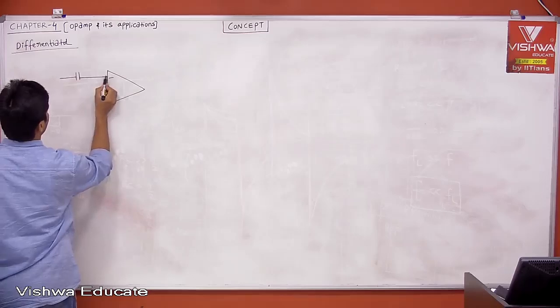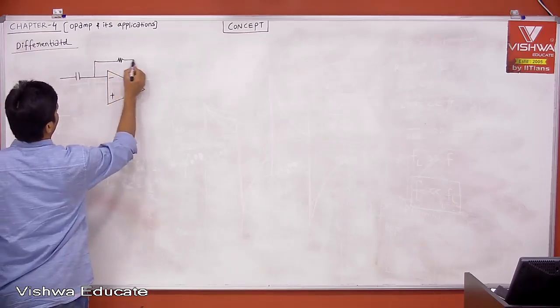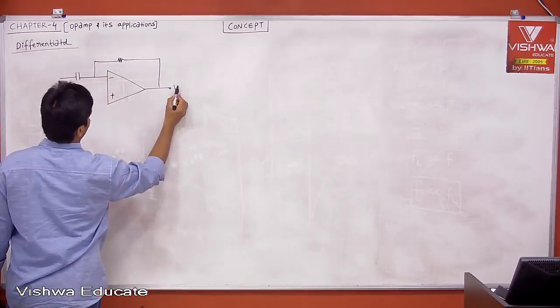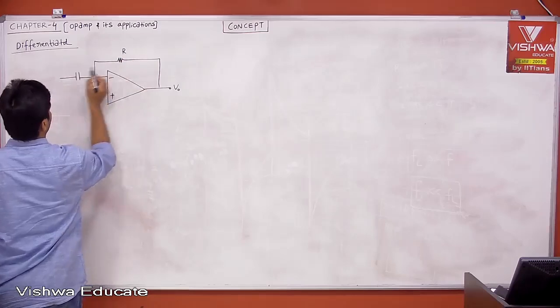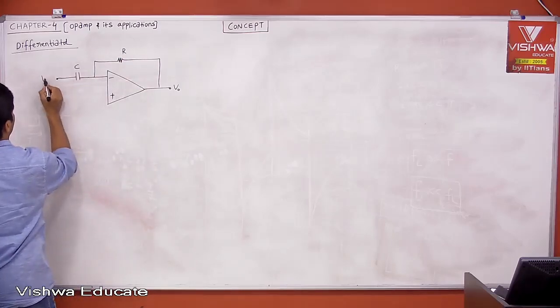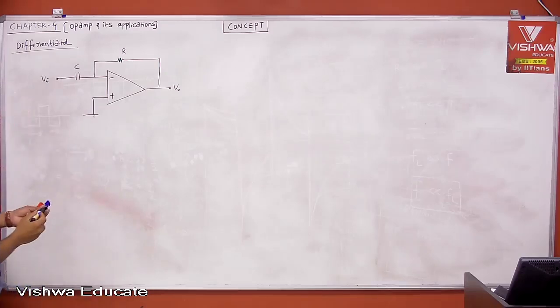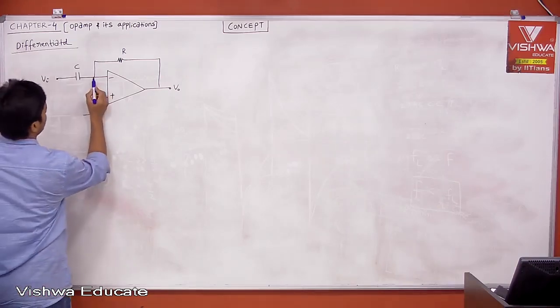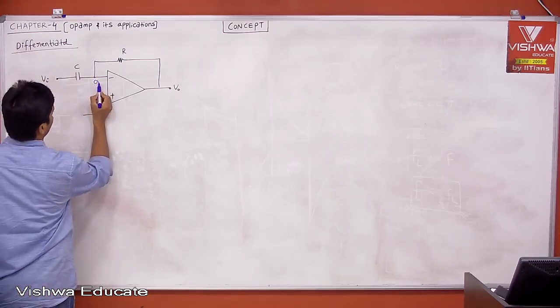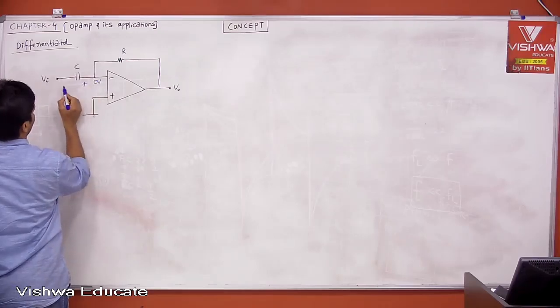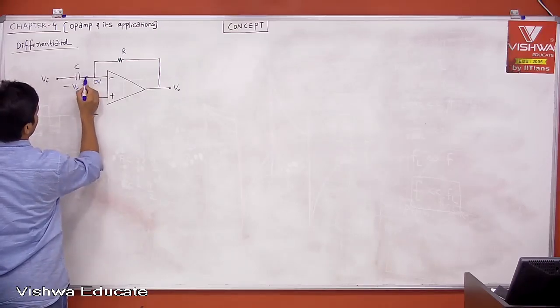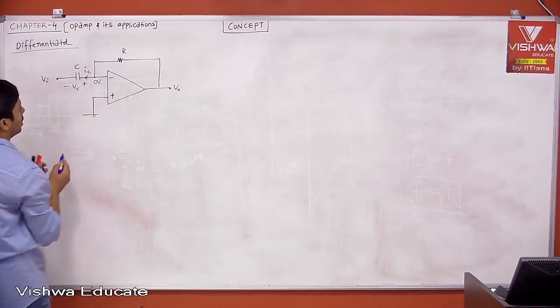Just swap the components from your integrator. You will get the differentiator. Now, negative feedback or positive feedback? Negative feedback. Is the virtual ground concept valid? Yes. Then this is 0. Now, let us say this is the voltage across the capacitor VC, and this is the current through the capacitor IC.